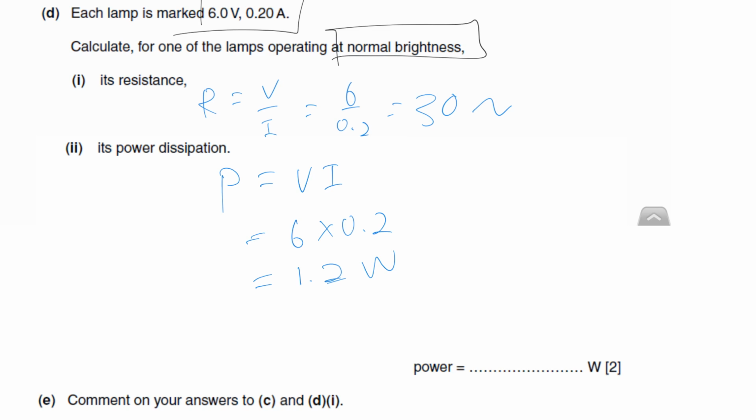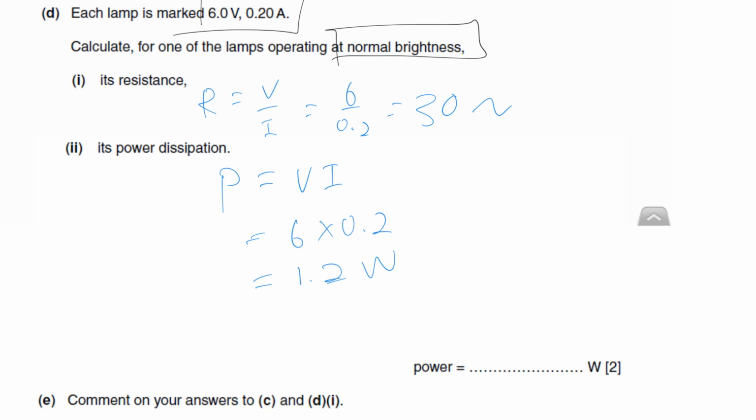Okay. Now, comment on your answers to C and D part 1. Remember in part C, which is the resistance as measured by the ohmmeter, the resistance of each lamp was 15 ohm, right? But now, the resistance you calculate here is 30 ohm. So how come? Based on the rating, the resistance is 30 ohm, but when you were testing it using an ohmmeter, it only showed you 15 ohm. So why? When you're using your ohmmeter to measure resistance, is your lamp on or off? It is off, because a tiny current passes through, which is not enough to light it up. It's just to measure resistance only.